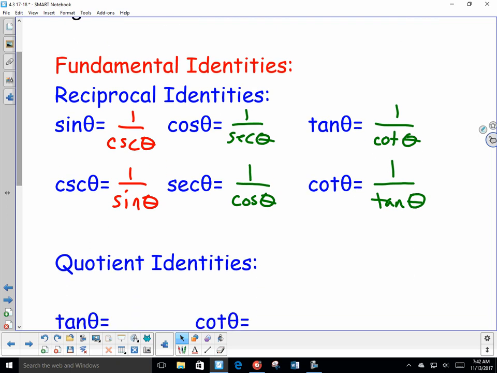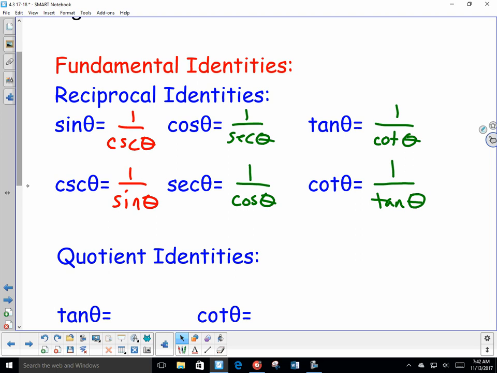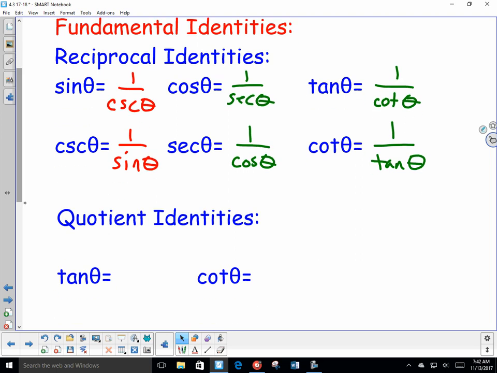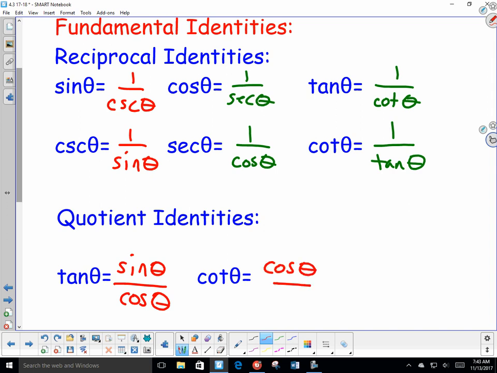And the next type of identity that we want to study would be the quotient identities. So the tangent of theta is always going to be equal to the sine of theta divided by the cosine of theta. The quotient of sine over cosine is going to be equal to tangent. And since tangent and cotangent are reciprocals, cotangent of theta could be expressed as the cosine of theta divided by the sine of theta. Those are the two quotient identities.